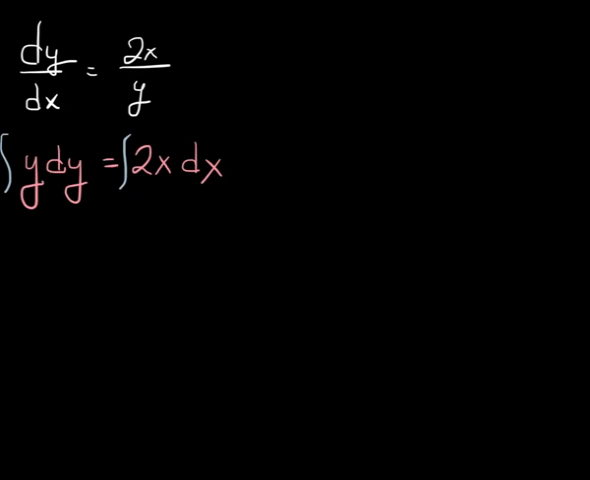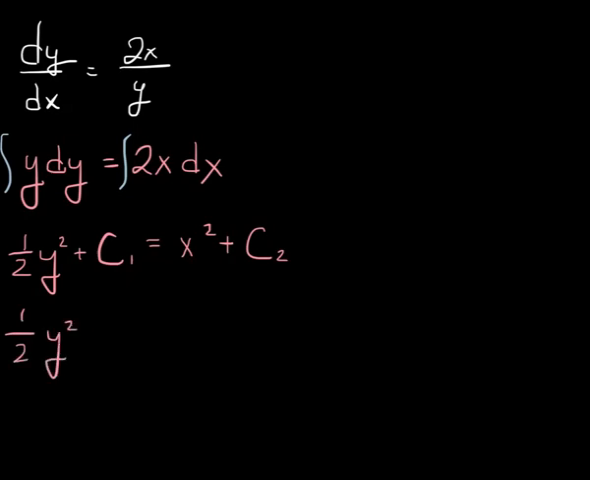Then if we integrate both sides, we'll get 1/2 y squared plus some c is equal to x squared plus another c. All right, let's combine those c's. We can do that by subtracting c1 from both sides. On the left side, we'll have 1/2 y squared. On the right side, we'll have x squared, and then we'll have c2 minus c1, which is just some other constant that I'm going to call c.